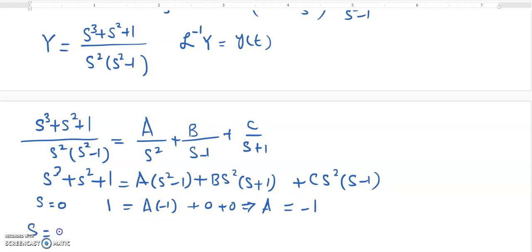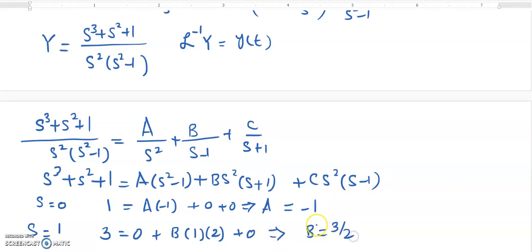Now we assume s is equal to 1. The left hand side will be 3, and the A term will vanish. The B term will be 1 square is 1 and 1 plus 1 is 2, and the C term will vanish because 1 minus 1 is 0. So from here we will find B is equal to 3 by 2.